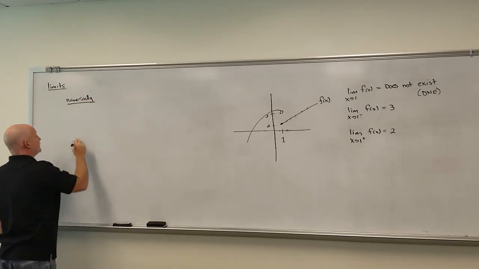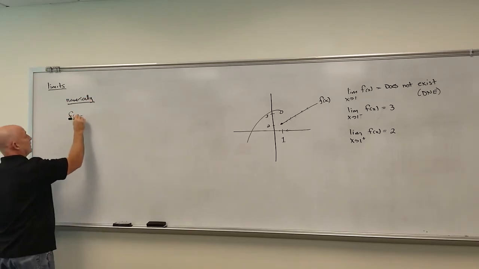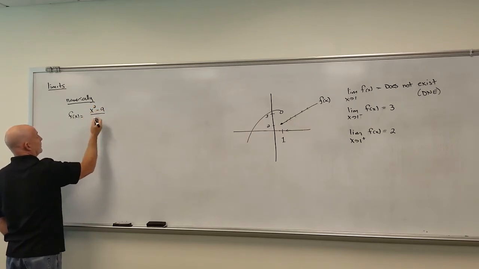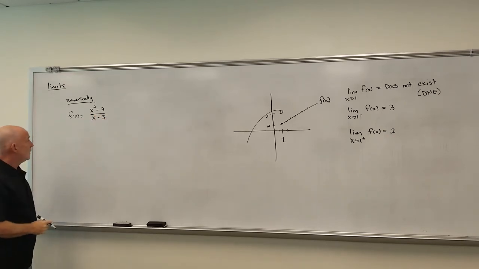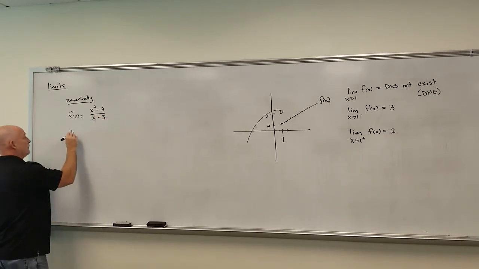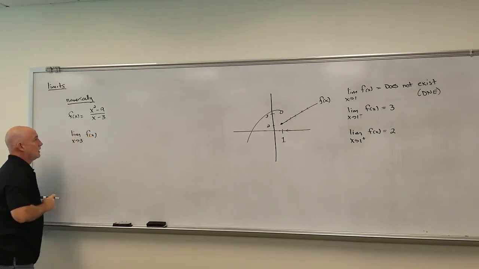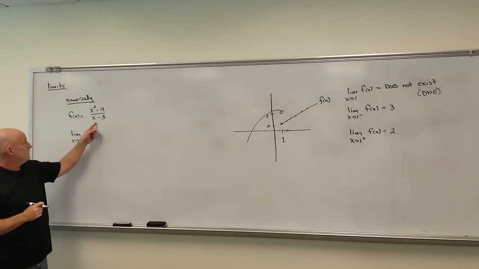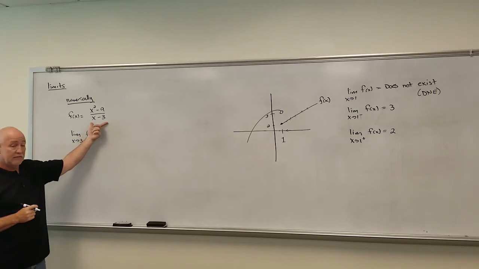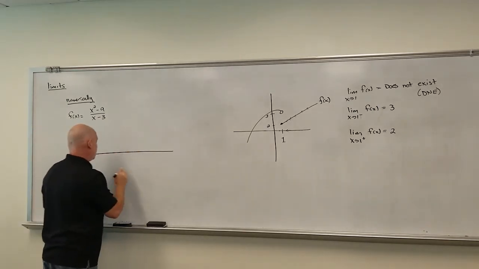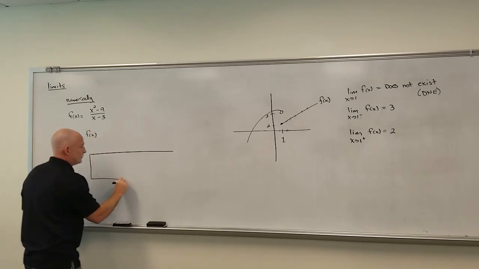Numerically, let's say that I gave you a function like this. f of x is, let's do x squared minus 9 over, I don't know, x minus 3. And I want to know what is the limit as x approaches 3 of this function. Now you'll notice this thing doesn't even exist at 3, right? We're not allowed to plug 3 into this function because we'd have a 0 in the denominator. So one way that we could do this is we can make ourselves a table.